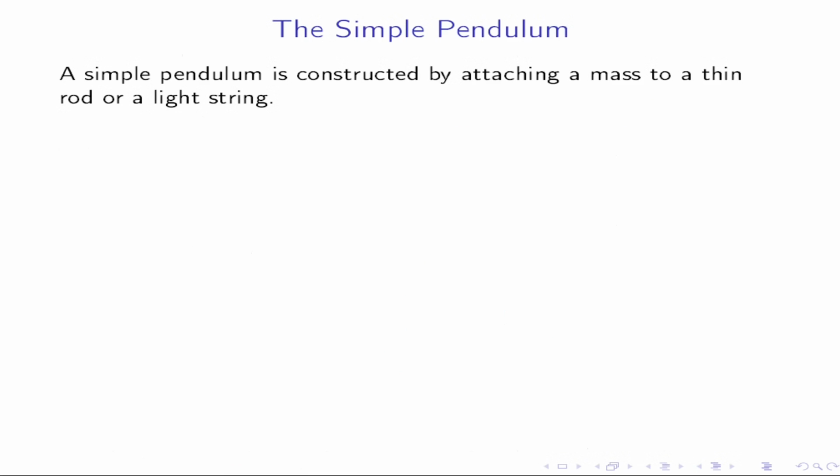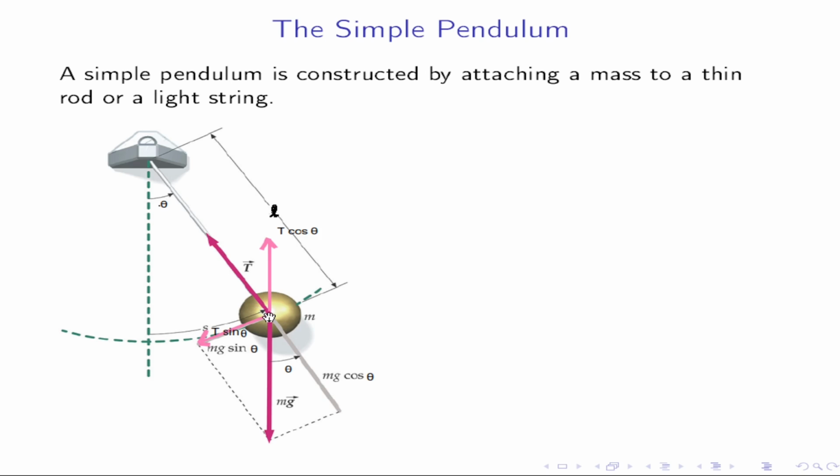A simple pendulum is constructed by attaching a mass to a thin rod or a light string. This is a string of length L, which is considered to be inextensible, with a bob attached to the wire. The weight is mg downwards. The tension T is acting on the wire in this direction. The components of tension in the y direction is T cos theta, and in the x direction is T sin theta, where theta is the angle.